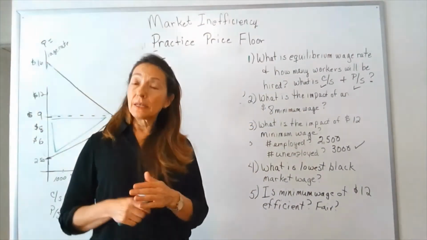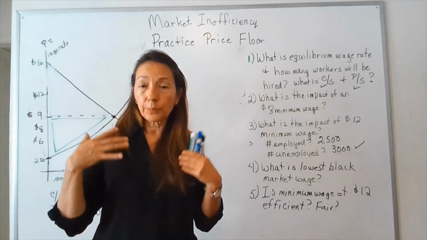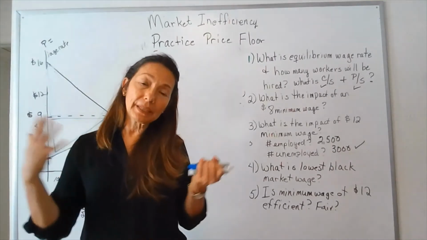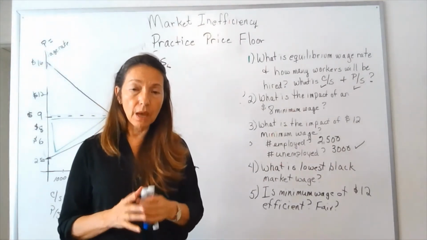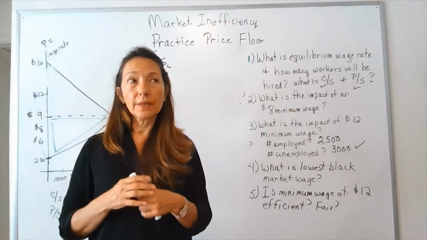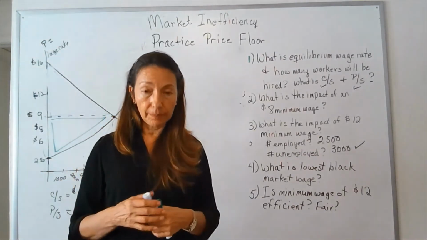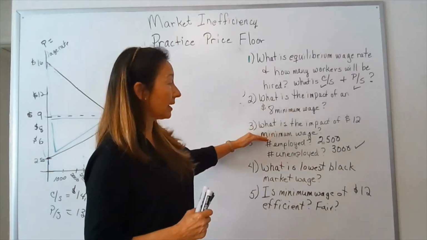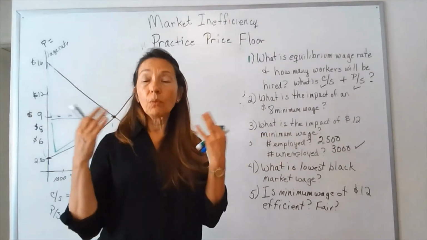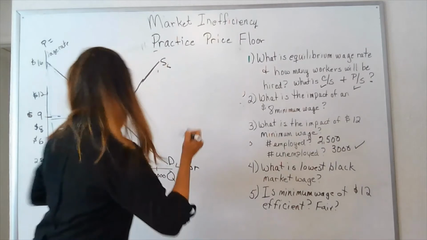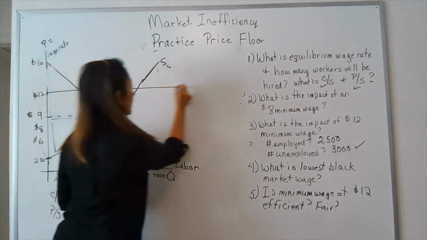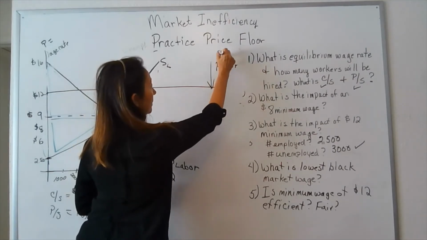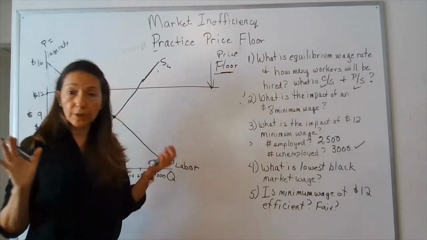Let's say that there was enough political pressure to impose a minimum wage, which is typically why a minimum wage is imposed. The desire is to help people have higher living standards by earning higher wages. But let's say in this case we have a $12 minimum wage. What is going to be the impact? Well, let's go ahead and draw that $12 minimum wage. Okay, that's the price floor, the minimum wage.